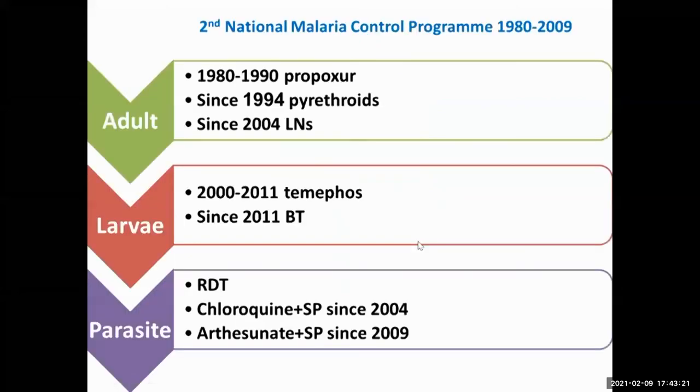Now the second malaria control program started in 1980 and ran to 2009. We used Propoxur and then pyrethroid insecticide as IRS, and distribution of long-lasting insecticidal nets since 2004. Also, we used Temephos as larvicide, and where not possible in terms of procurement, we used BTI.